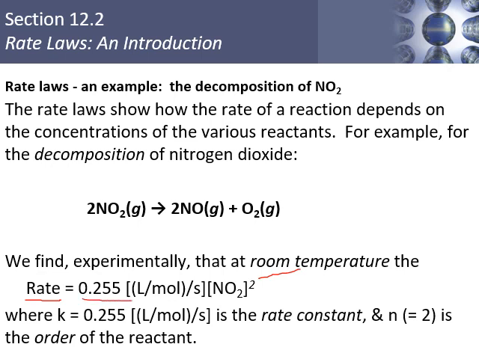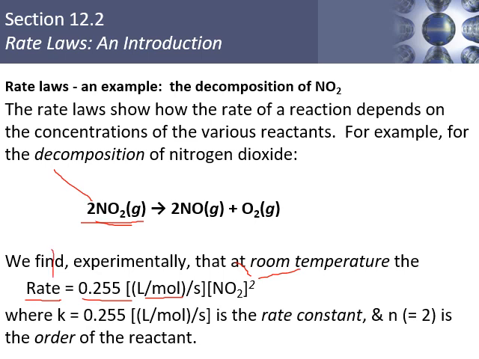0.255, and then there are some units here. And then the concentration here of our reactant, which in this case is NO2, is raised to the second power. So you do not want to just look at this 2 and say, okay, well, for NO2 it's going to be second power, because it doesn't always happen that way. So you can very easily get the answer on a question wrong if you do that. So don't do that.